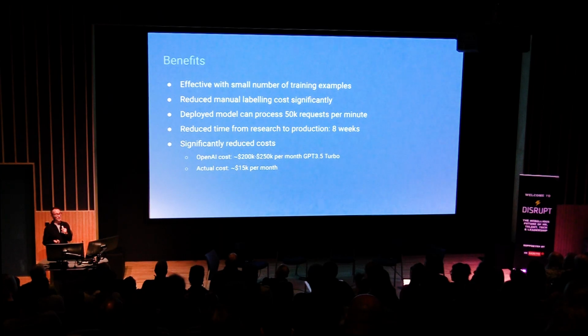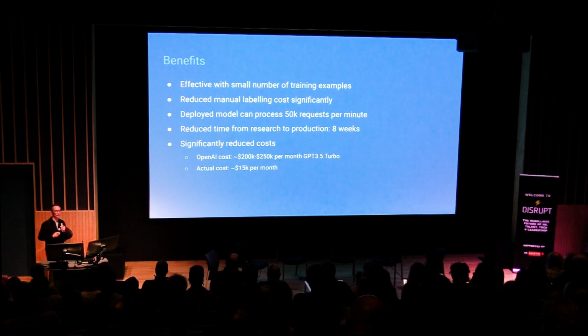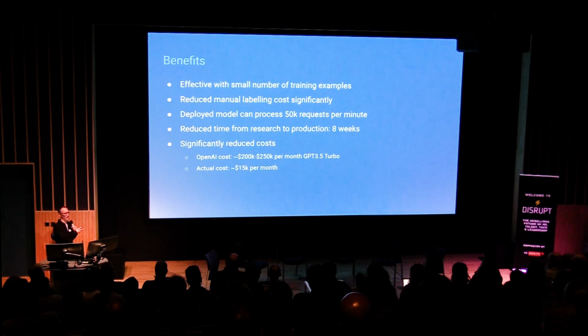That deployed model can handle 50,000 requests a minute. That's not going to happen if we were using a large language model. That was really important. And I did a quick comparison of the cost. This is very rough and ready. Had we used OpenAI's API to solve that problem with their cheapest model, with the volume of that data, it would be roughly costing $200,000 to $250,000 a month, whereas the actual cost of that model, which performs just as well, is about $15,000 a month, so significantly less.